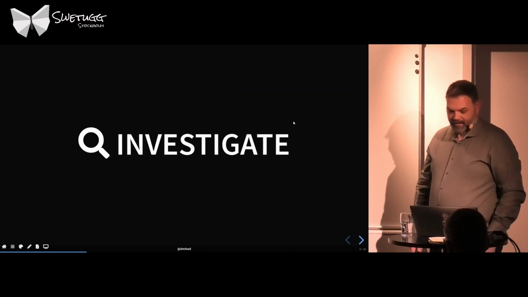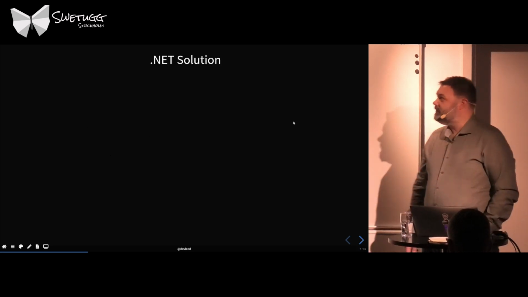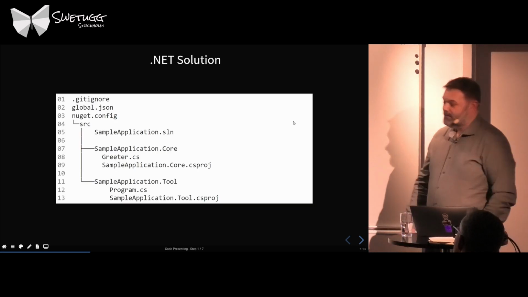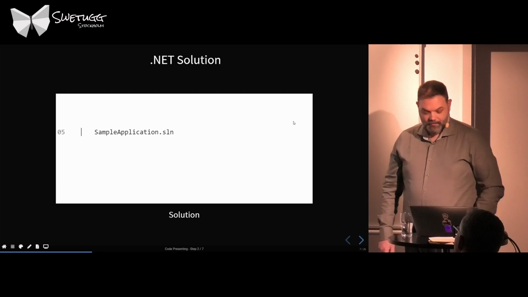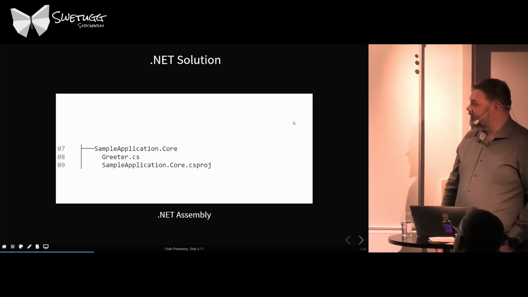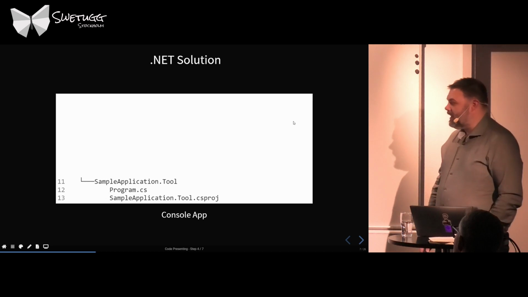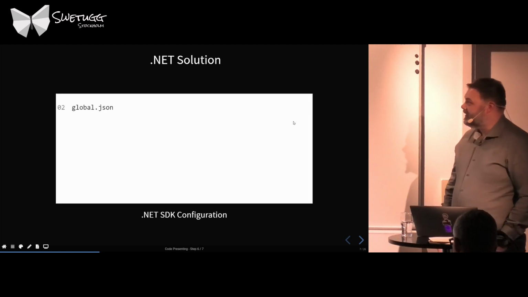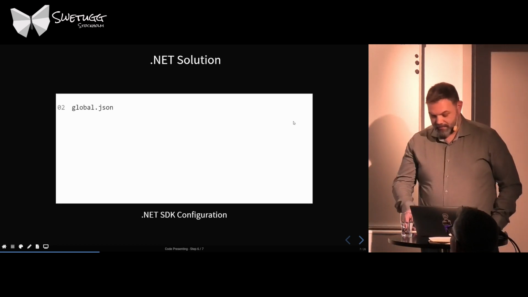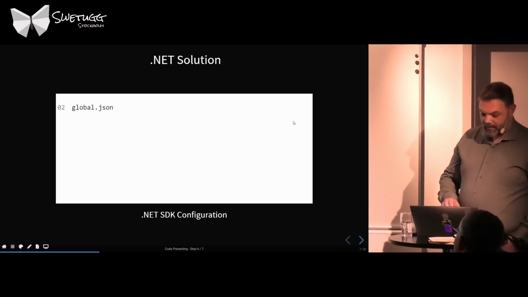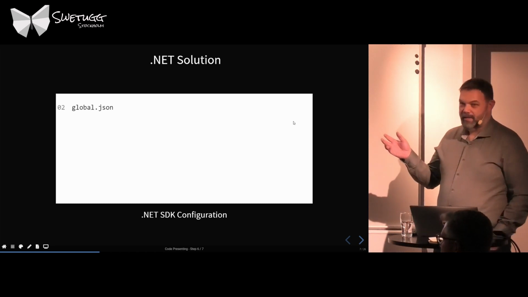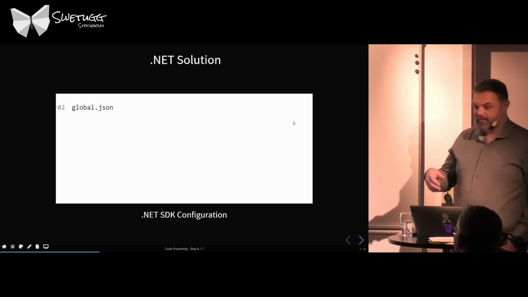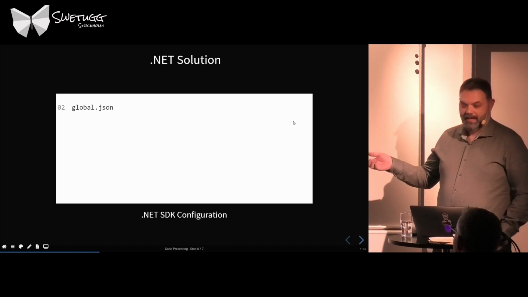So let's start with investigate. If we see a standard .NET solution today, it usually looks something like this. We have a solution file, we have some kind of .NET assembly project, we may have a console app or a Windows application or web or something like that. And often we have a NuGet config, we have a global JSON. And these files essentially are often forgotten. The global JSON defines which version of the .NET SDK you're using. So that will be important when we show some other things later, why that's important.